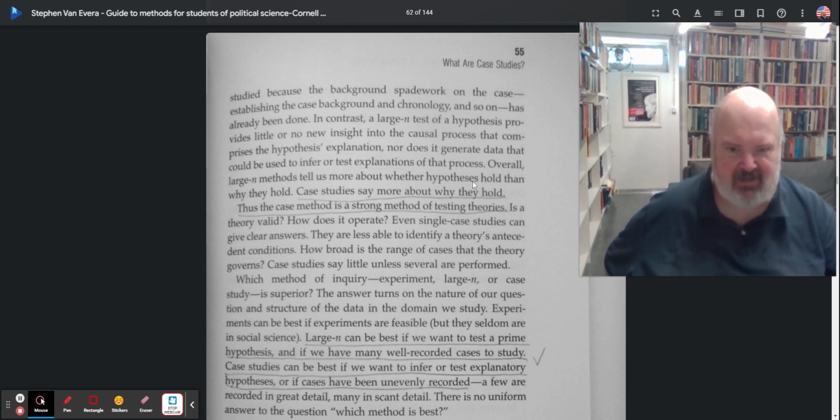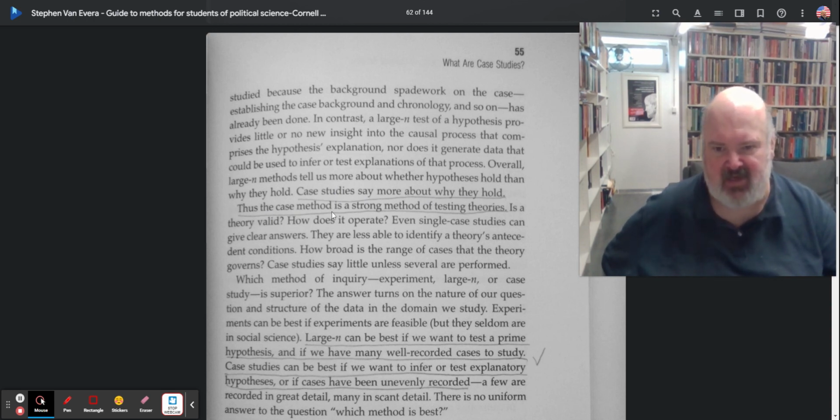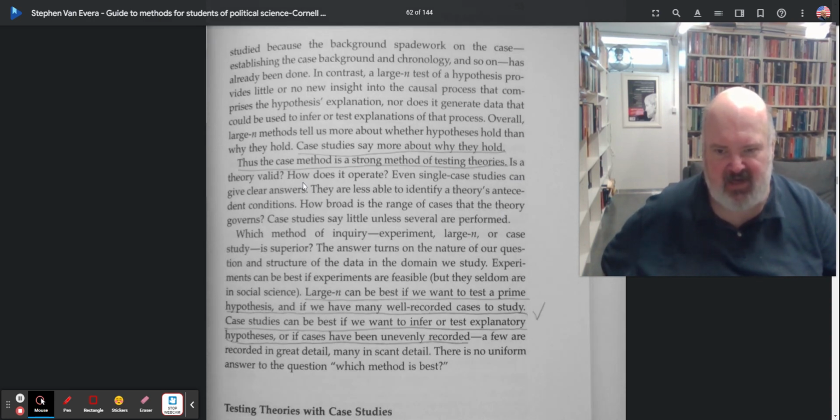In other words, large N studies show the validity, whether they hold, meaning their validity or invalidity, and not why they're valid or not valid. Case studies say more about why they hold, why they are valid. Thus, the case study is a strong method of testing theories. Is a theory valid? How does it operate? Even single case studies can give clear answers to these questions, right?